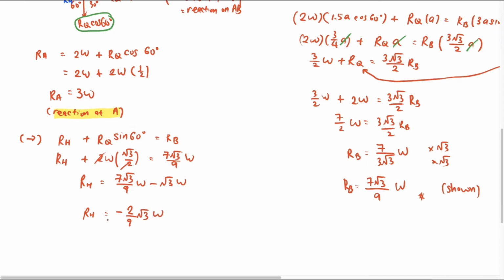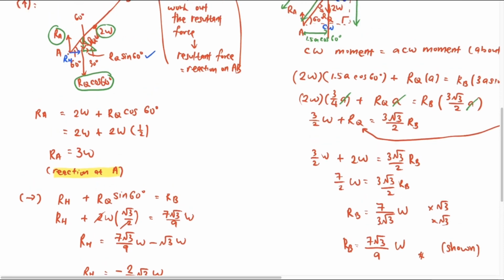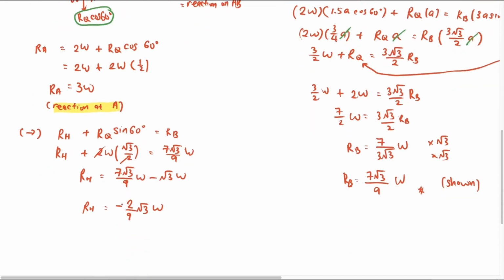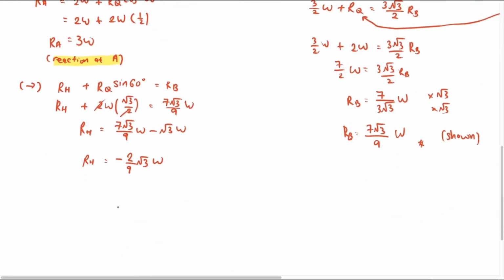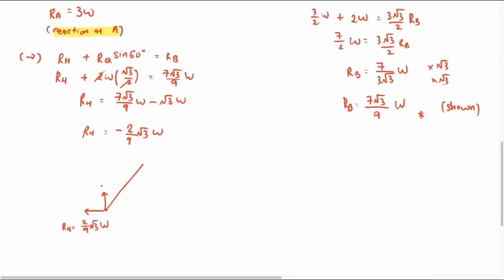Like what I mentioned, we simply set the RH in this way. Actually, we are not sure whether it acts to the left or to the right. But once you get negative, that means it acts to the left. Now let's see the rod again. Since we get negative, that means it acts this way. 2 over 9 root 3 W, that is the RH. Then we also have the RA, which is 3W.